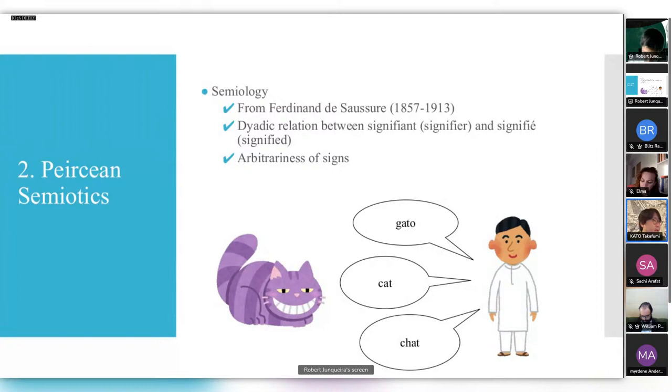Saussurean semiology explains the workings of signs by means of a dyadic relation between signifiant and signifié. A particularly important aspect of this theory is that it pointed out that the correspondence between signifiant and signifié is arbitrary. That is, for example, the signifiant for cat could be gato, cat, or chat, and there is no inevitability in this.